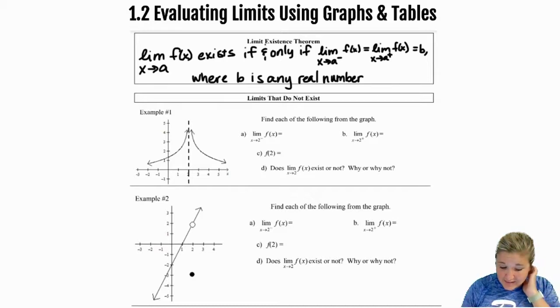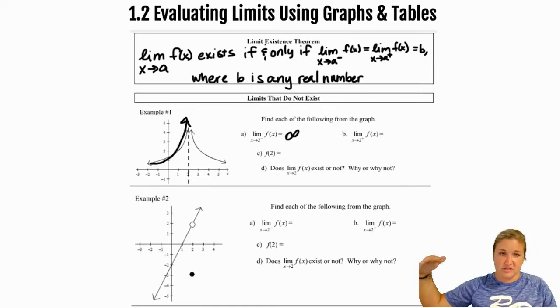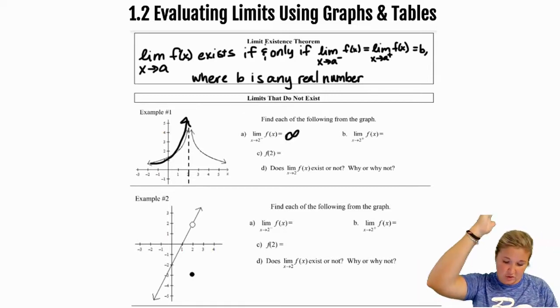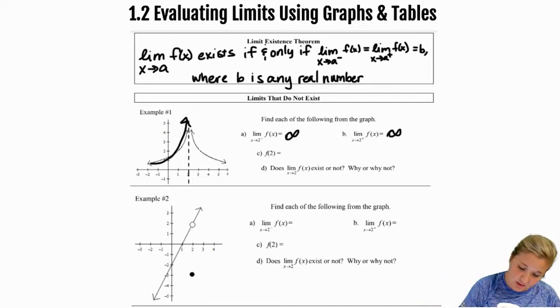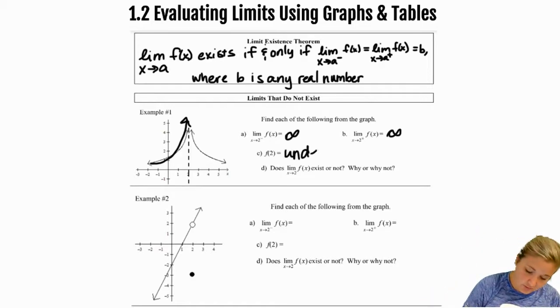So as x approaches 2 from the left, that's what that negative sign means, remember. You can see as it approaches 2 from the left, it is getting steeper and steeper up. It's going up to infinity. And then as it approaches from the right, it's going to go up to infinity as well. What is f of 2? F of 2 is undefined, because there's a vertical asymptote there.